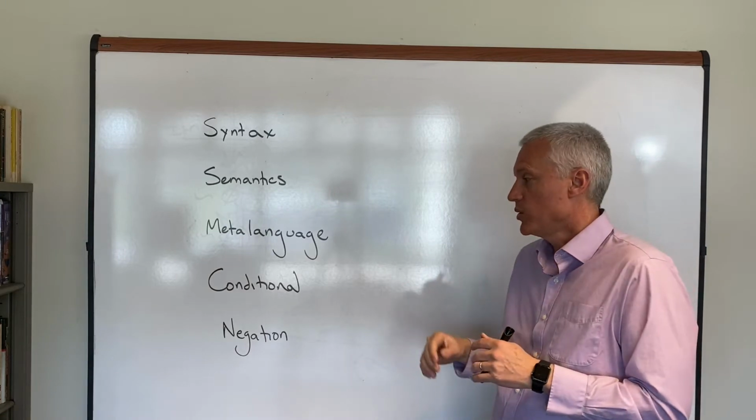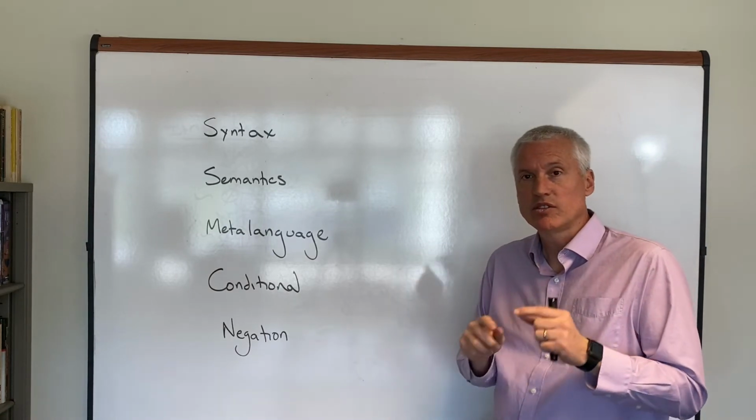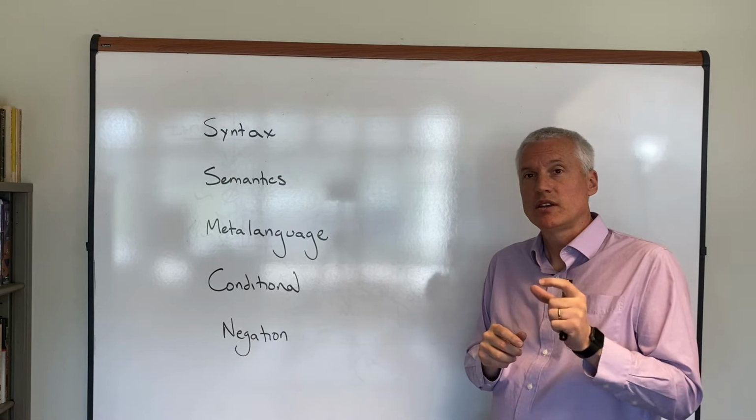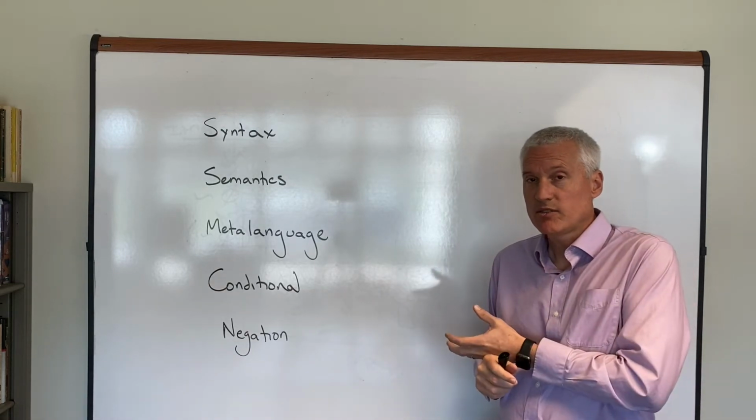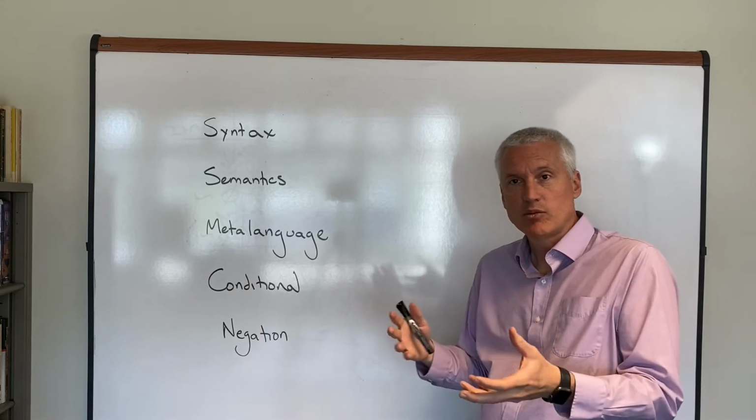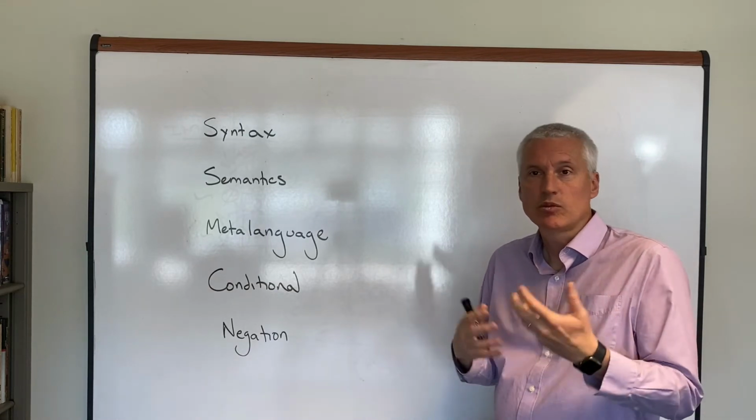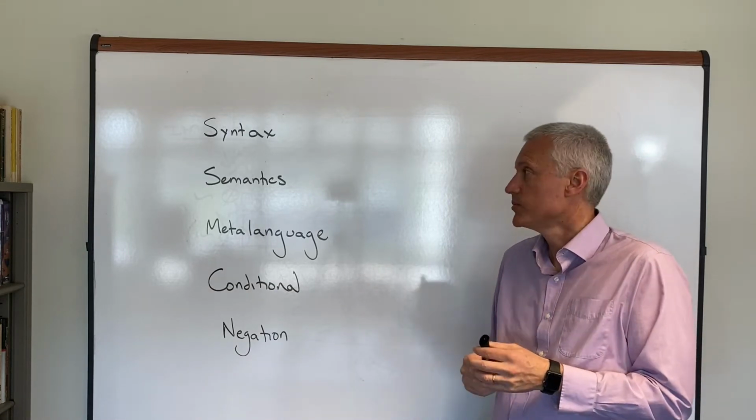So for example, we had the syntax for the negation was that you could put that little symbol, the negation symbol, in front of any sentence and you get a sentence. But you can't put it after the sentence. That would not be a sentence. That would be grammatically incorrect. It would be unsyntactic. It would be gobbledygook.